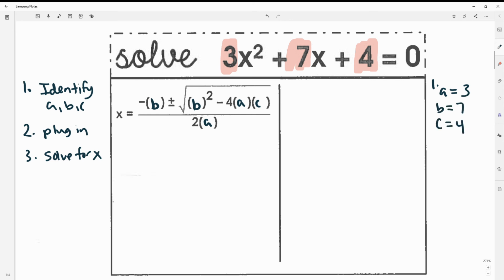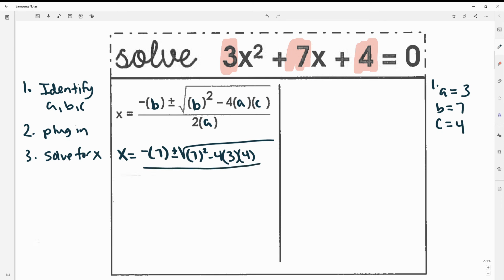These numbers are large, right? So if we thought the other numbers were big, it's okay. If you need that arithmetic help, you can bust out the calculator. So B is 7. Plus or minus the square root of 7 squared minus 4 times A, which is 3, times C, which is 4. All of that is divided by 2 times A, which is 3.